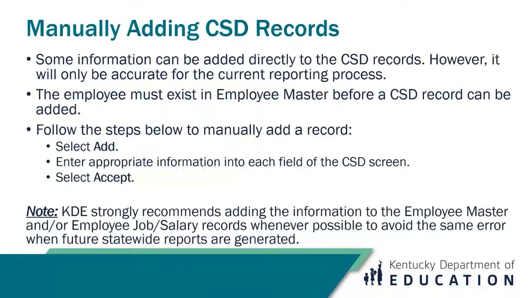So manually adding CSD records. Some information can be added directly to the CSD records. However, it will only be accurate for the current reporting process. And the employee must exist in Employee Master before a CSD record can be added. And you're basically following the same steps. Select Add, enter the appropriate information in the CSD screen, and select Accept. And again, we highly recommend you add this information to the Employee Master or Employee Job Salary records whenever it's possible to avoid the same error in the future.